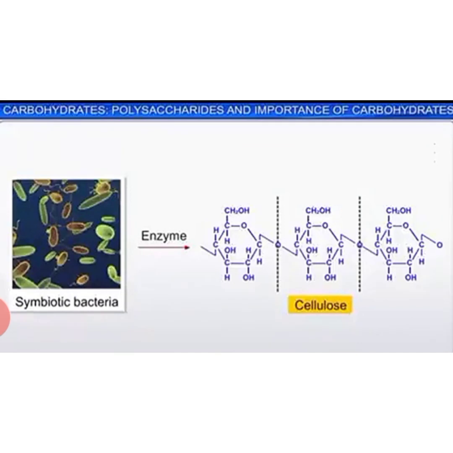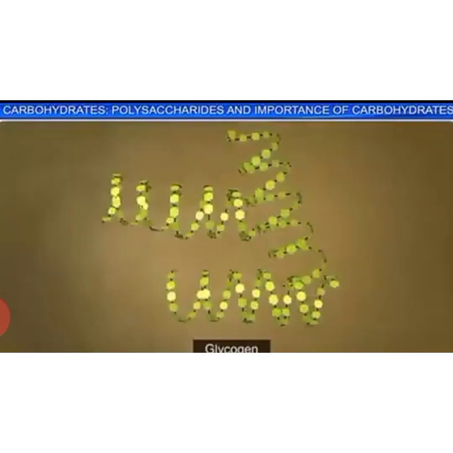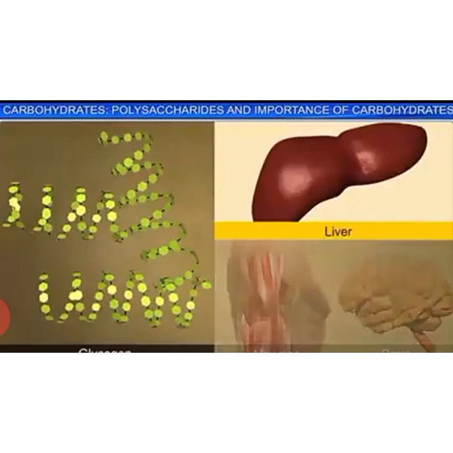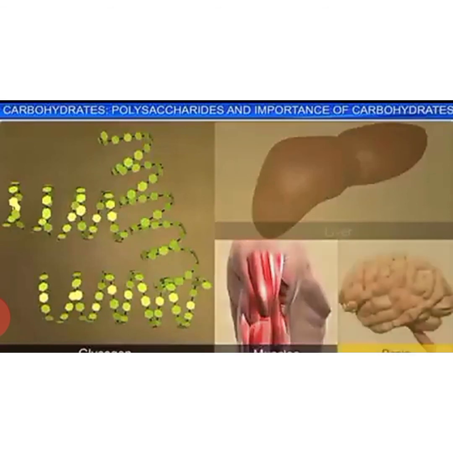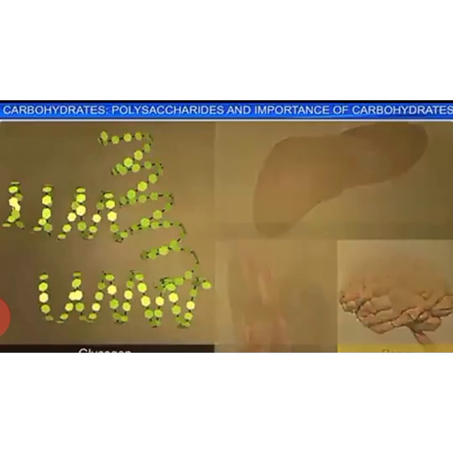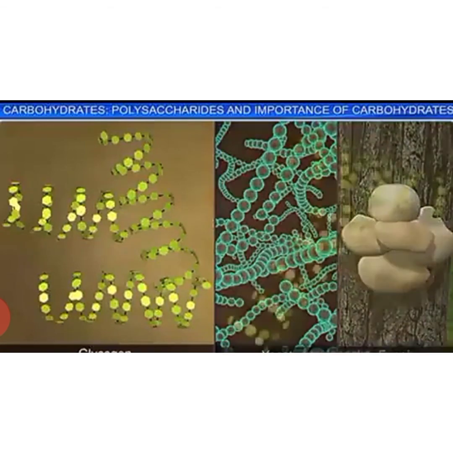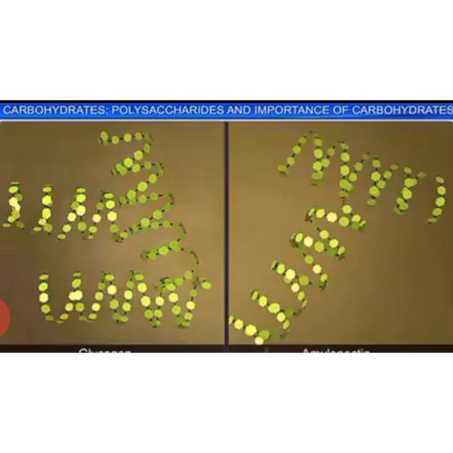The polysaccharide glycogen is the form in which carbohydrates are stored in animals. It is present in the liver, muscles, and brain. Glycogen is also found in yeast and fungi. The structural aspects of glycogen are much similar to amylopectin, a component of starch. Hence, it is referred to as animal starch.